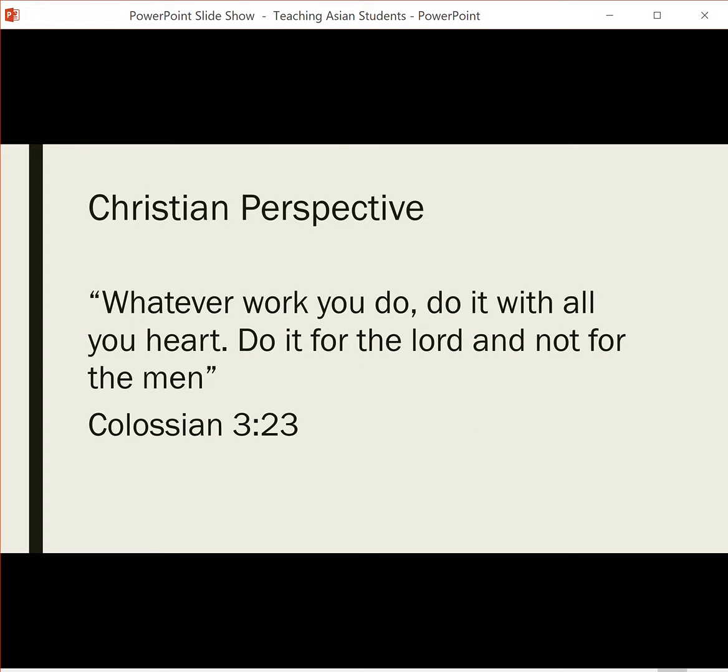Christian perspective. So I found this scripture, Colossians 3:23. It says, "Whatever work you do, do it with all your heart. Do it for the Lord and not for the men." And this kind of says to teachers that we're given these students, and it doesn't matter what ethnicity, race, where they come from, or if they have English language proficiency. It's our job to the Lord to teach these students to the best of our abilities.